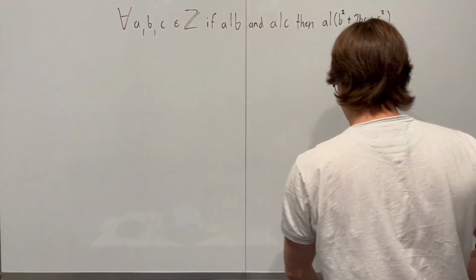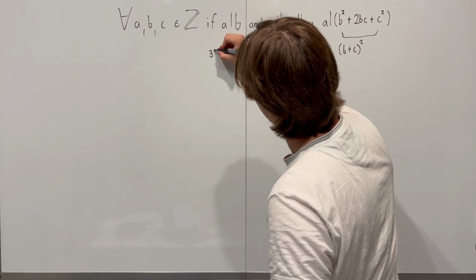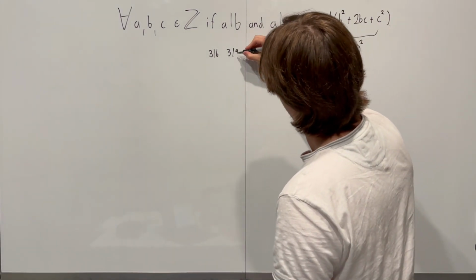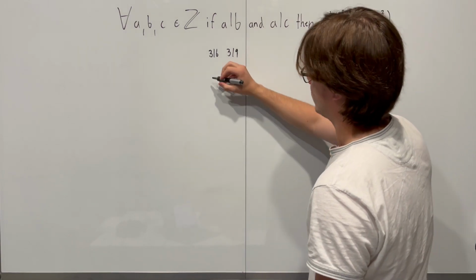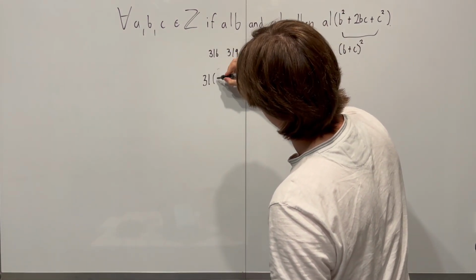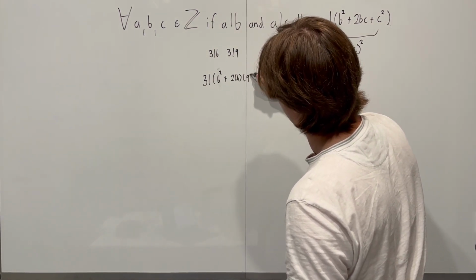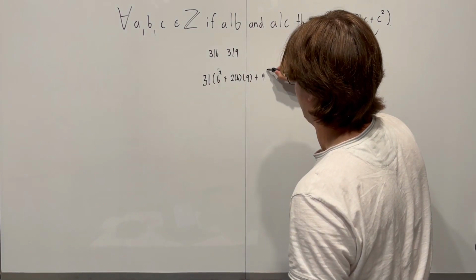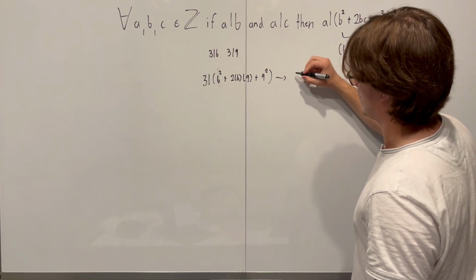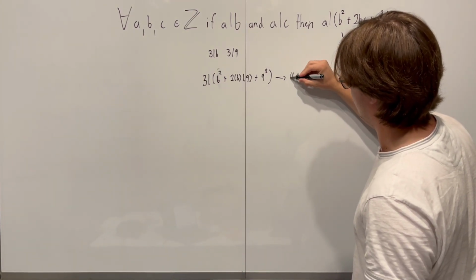Let's go back to our example of 2 and 2. No, let's do 3, 6, and 3 and 9. I'm trying to have variety in my examples. Okay, 3, 6, 3, and 9. So we're asking, does 3 divide 6 squared plus 2 times 6 times 9 plus 9 squared? Because we know that this is in fact the same as asking, does 3 divide (6 plus 9) all squared?